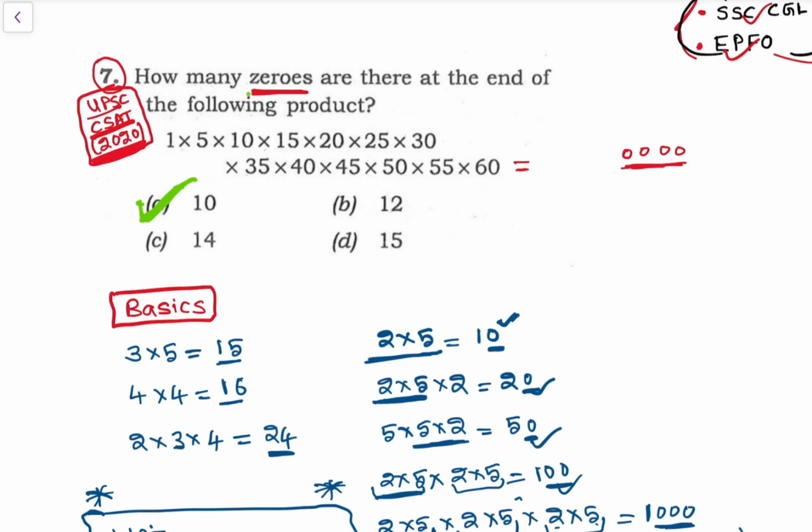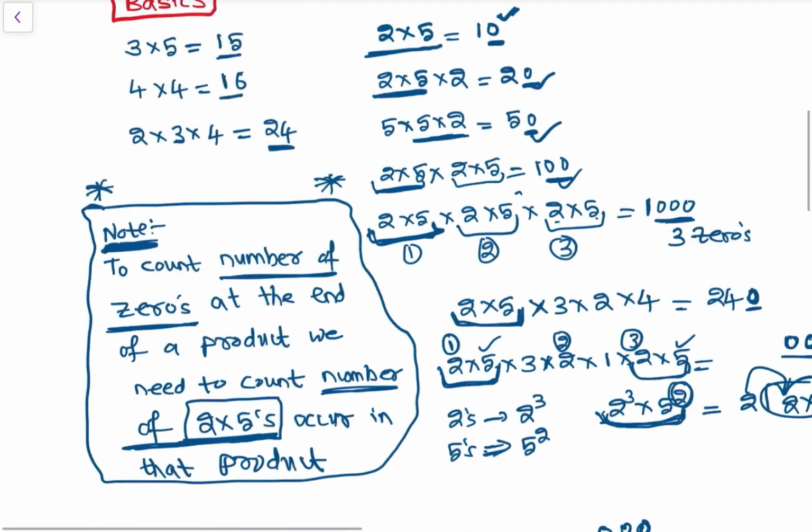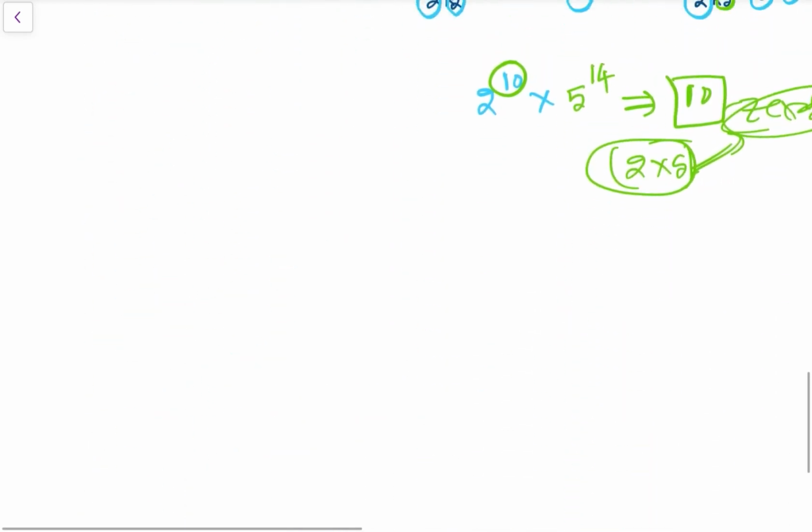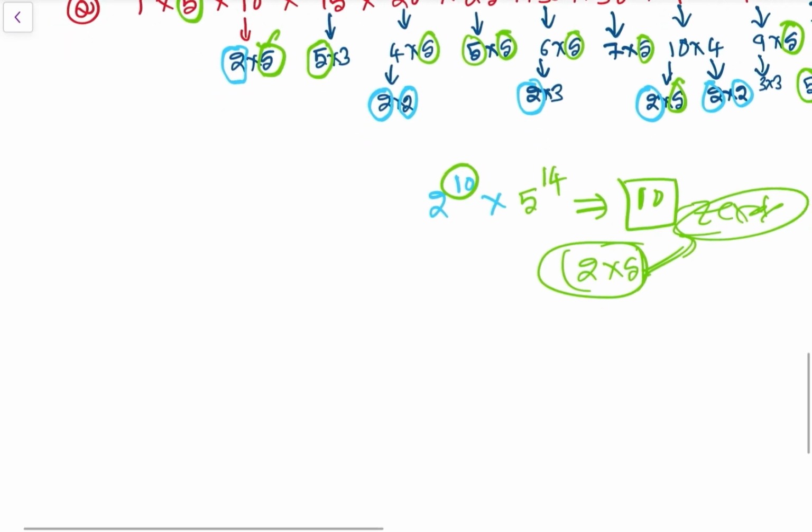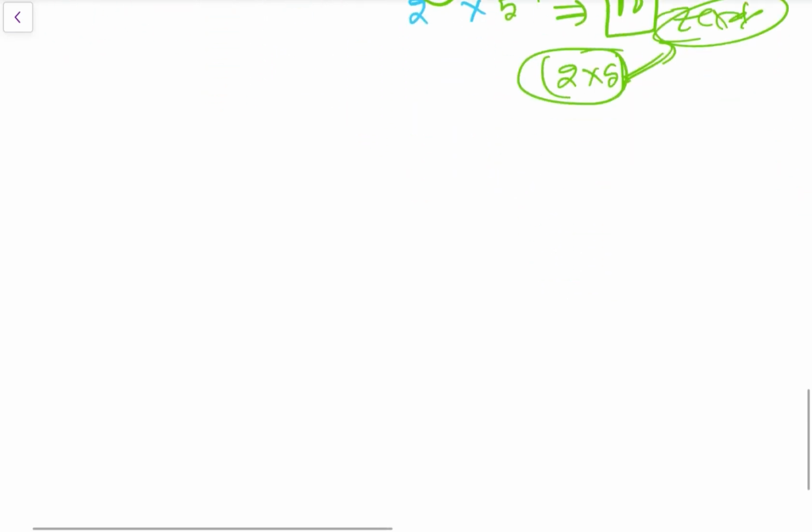So to get how many zeros are there at the end of the product, we need to find out number of 2 into 5's possible. ठीक है, 2 into 5's कितने possible आता है वो कर लिया तो ये आ जाएगा. So let's see another model here. So let's discuss next model, that is consecutive numbers का.